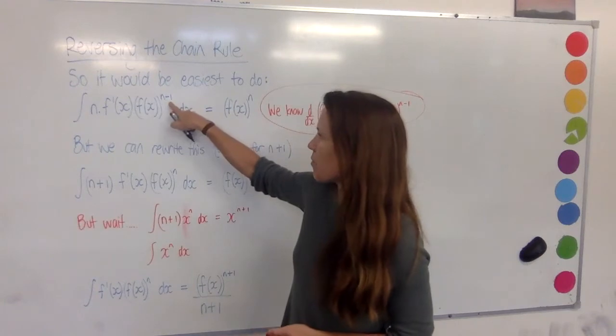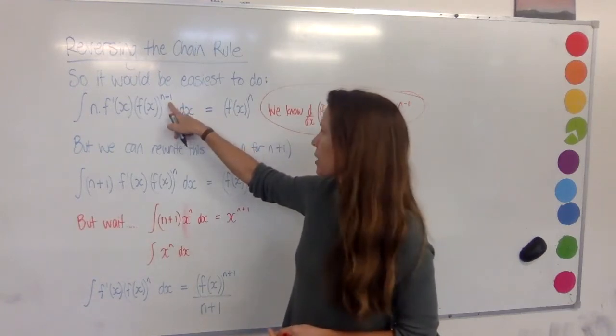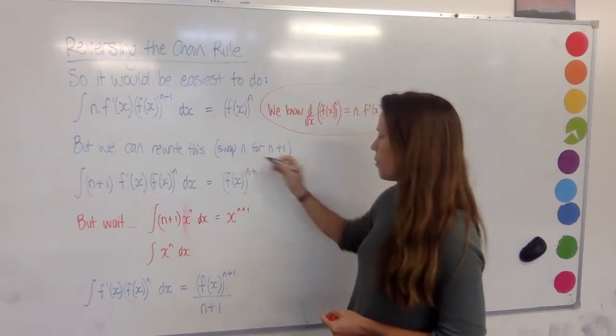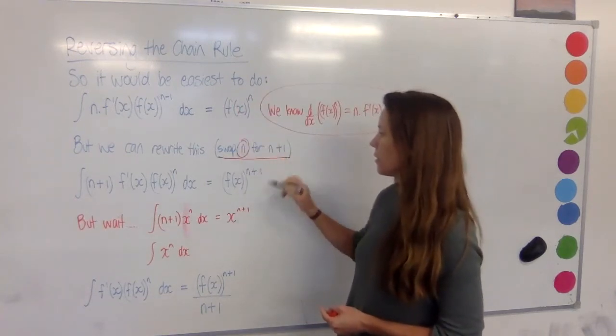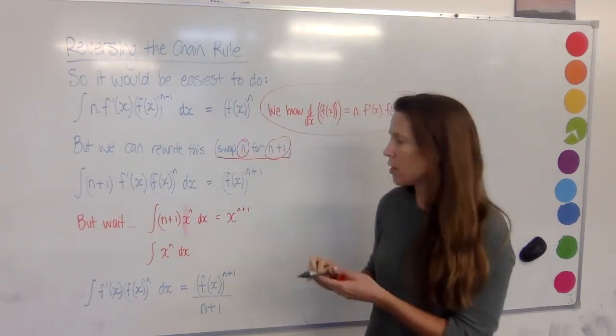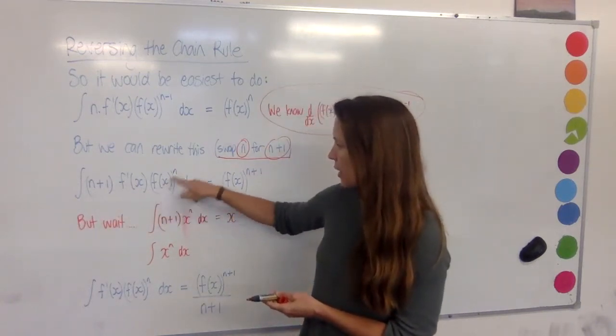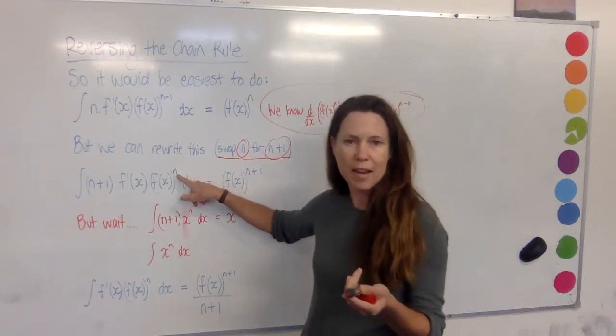And having this n minus 1 makes things a little bit tricky to think through. So I can rewrite this formula by swapping n for n plus 1. That way, when I'm looking at something that I am asked to integrate, I can see what the power is and just call that n.